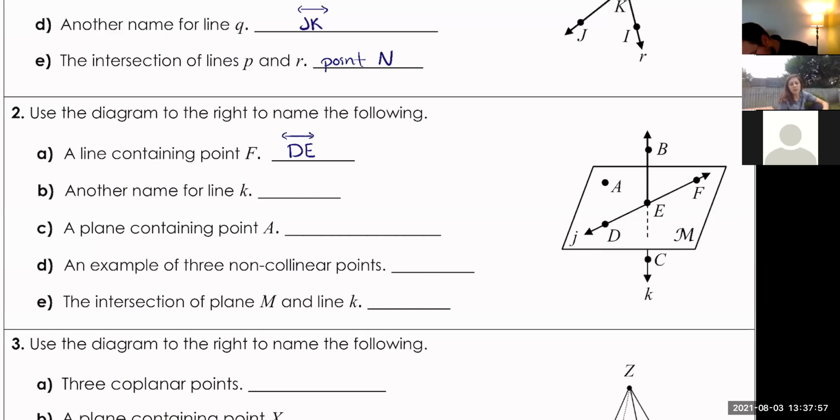BC, okay. So BC or line K is that one that we have to imagine is going through our plane, going right through it. It's not actually on it. Can you name a plane containing point A? AE, ADE, okay.